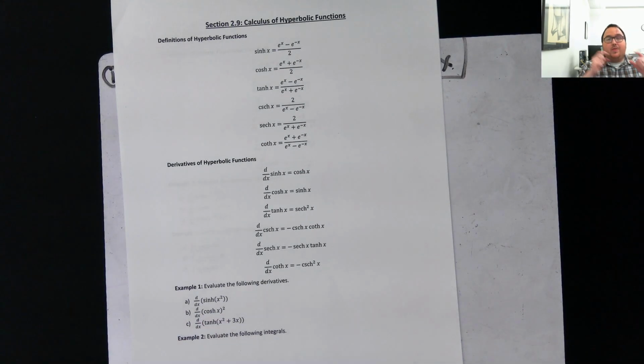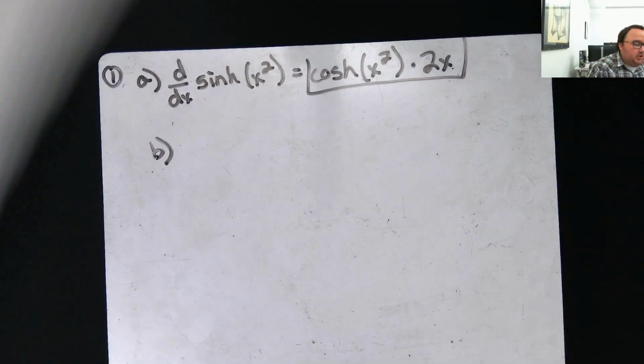1b asks us to find the derivative of hyperbolic cosine of x, that quantity squared. So let's look at that.